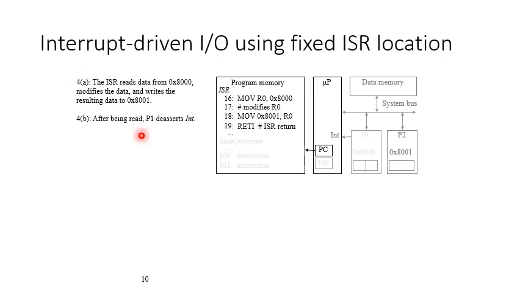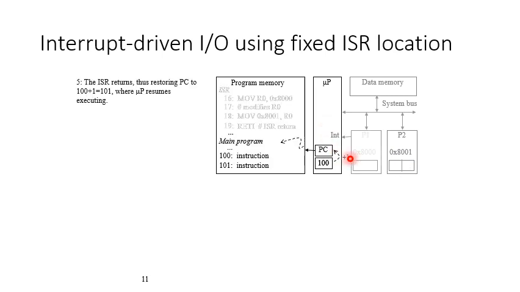So once this happens, what is going to happen in the same clock cycle 4B? After being read, P1 deasserts. So you can see that now our interrupt is 0. Okay, so this is the whole diagram showing P1 coming to the microprocessor, and then for writing coming from the microprocessor using the system bus, and in port 2 it is writing. So once it is done, we will have interrupt 0, and in the next stage we are loading the program counter with 100 plus 1 when the microprocessor resumes executing.